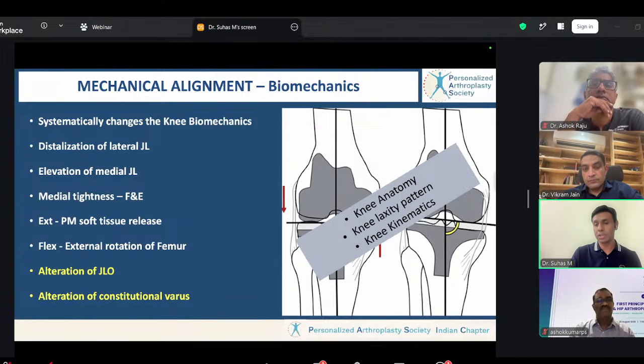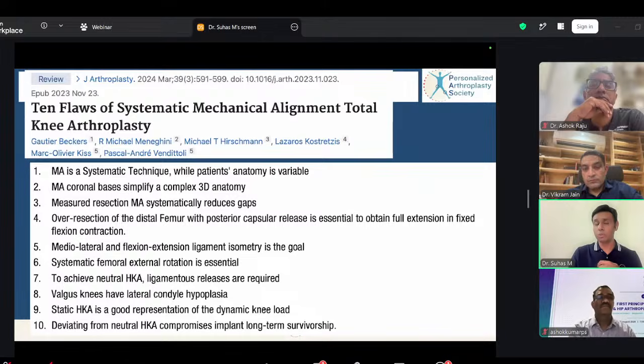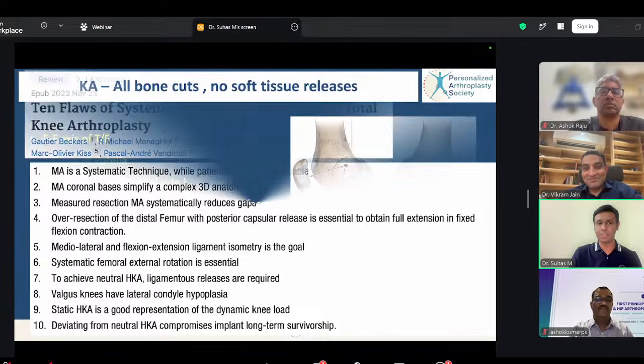are required for personalized arthroplasty, you can do a very good analysis of this from this particular paper by Ventitoli, where he's given us the flaws of mechanical alignment. And I recently heard that there is a new paper, 10 flaws of kinematic alignment also, which I haven't read, but I'll surely do it probably in the next 1 or 2 weeks.